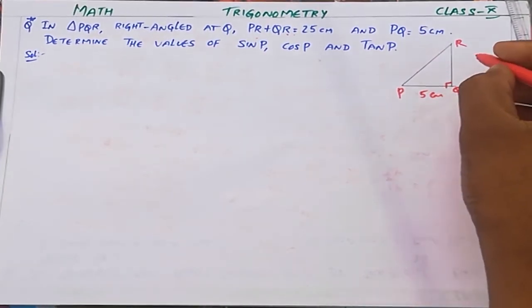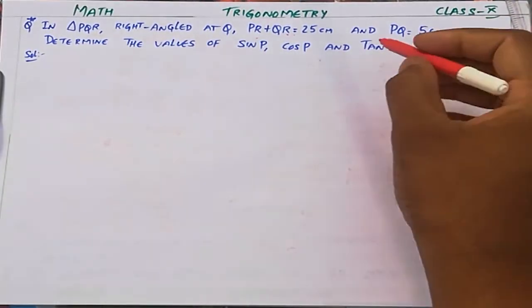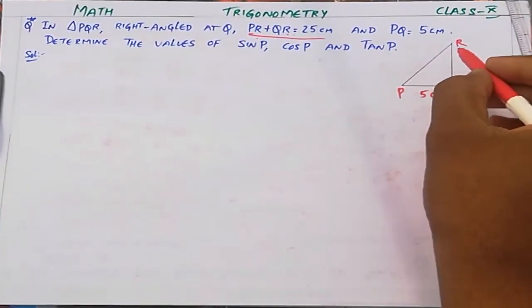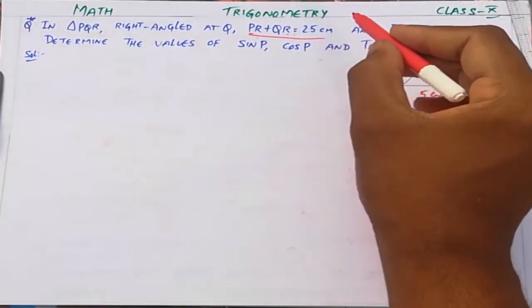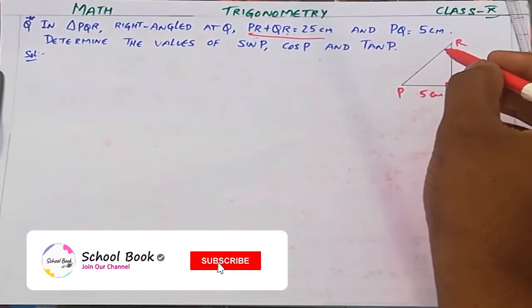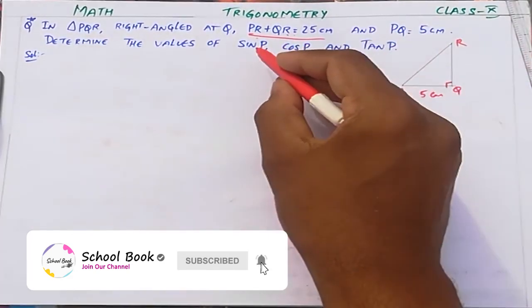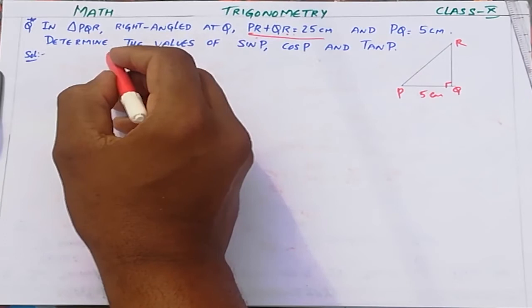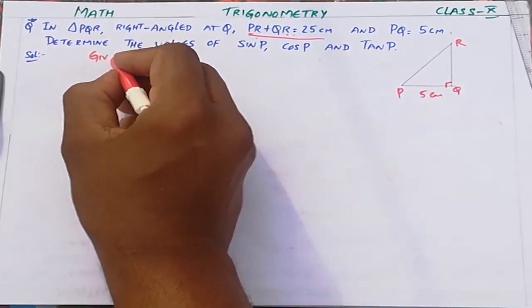Then he didn't give any other value, so he's given the relation PQ plus QR equal to 25. The addition of both sides is given as 25 centimeters. So we need to separate them, we need to find out those values. Then we can substitute in sin P, cos P, and tan P. First I'm writing the relation. What is given?